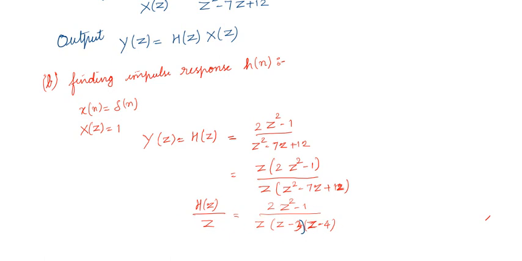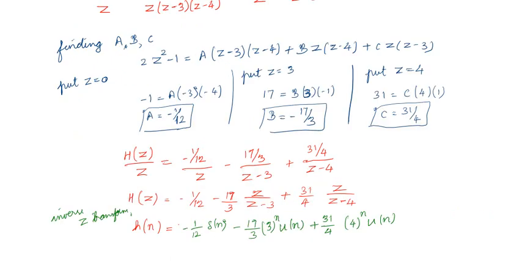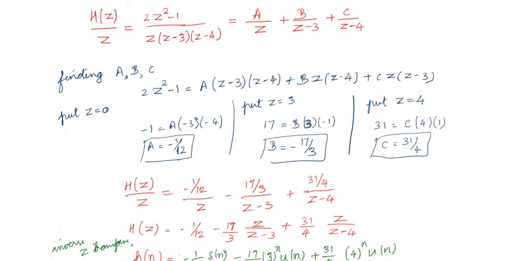So what are the poles? z equal to 0, z equal to 3, z equal to 4. These are the poles, so we have three constants a, b and c. So H of z by z is equal to 2z square minus 1 by z into z minus 3 into z minus 4. They are simple poles, so a by z plus b by z minus 3 plus c by z minus 4.